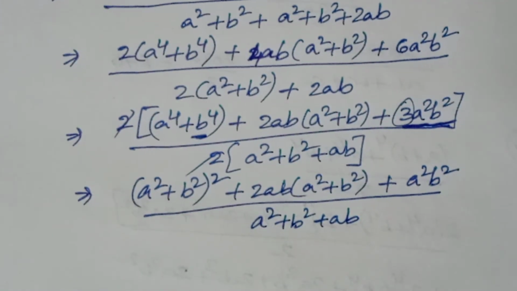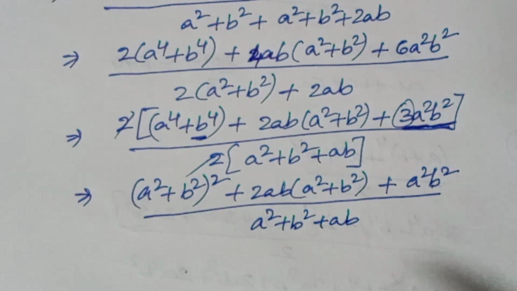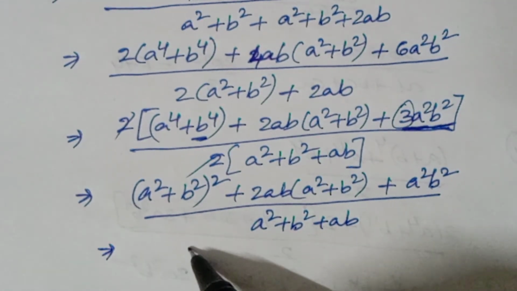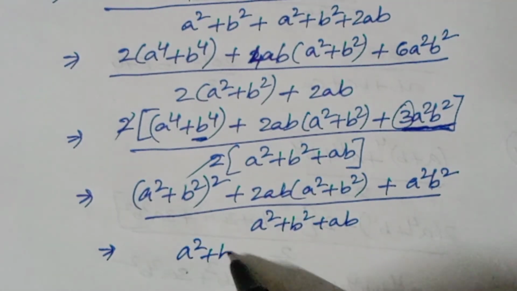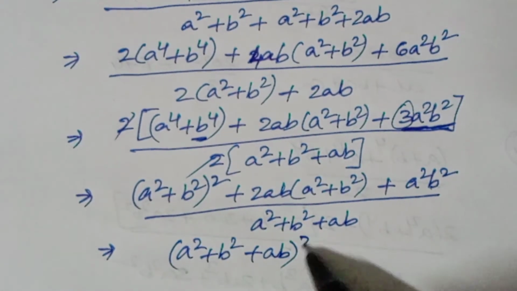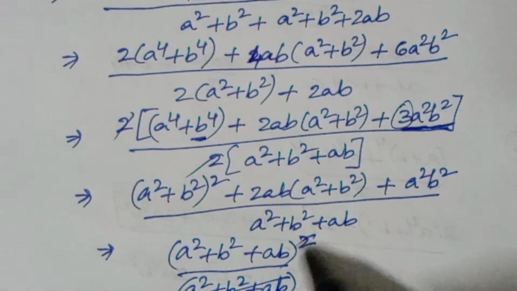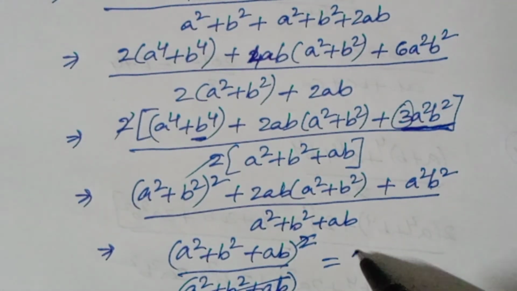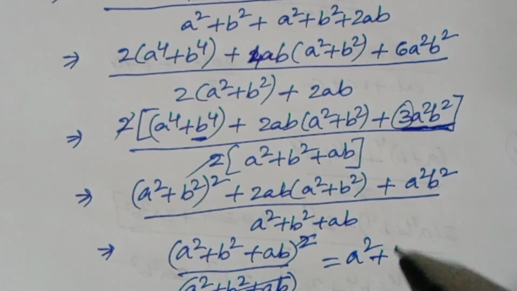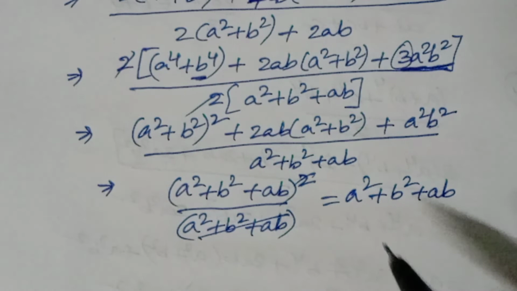Now it is a formula: a square plus 2ab plus b square. So you can write it as (a square plus b square plus ab) whole square, divided by a square plus b square plus ab. So this power and 2 will get cancelled. So here what is left? a square plus b square plus ab.